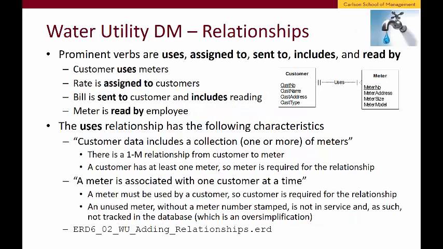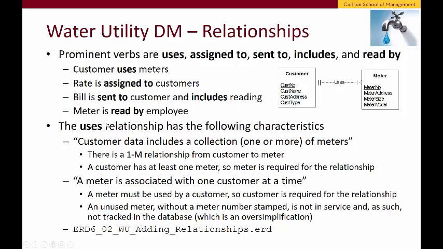So, the prominent verbs connecting our entities are shown at the top of this slide right here. Customer uses meters, number one. Number two, rate is assigned to customers. Number three, bill is sent to customer and includes reading. That's going to be a key part that's sort of subtle and not totally obvious. And finally, meter is read by an employee.